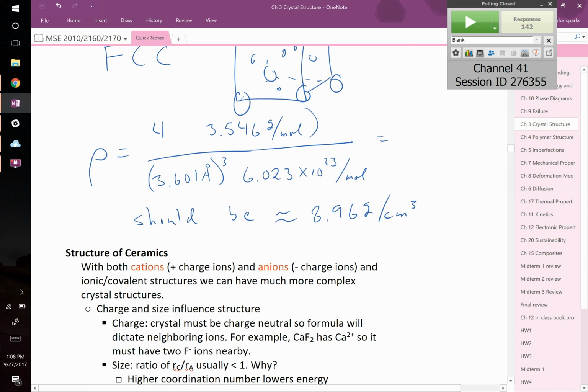We almost always report density in grams per centimeter cubed. Sometimes they do kilograms per meter cubed, but in this class, just report it in grams per centimeter cubed. So you need to convert angstroms to centimeters. Again, an angstrom is 1 times 10 to the negative 10 meter.